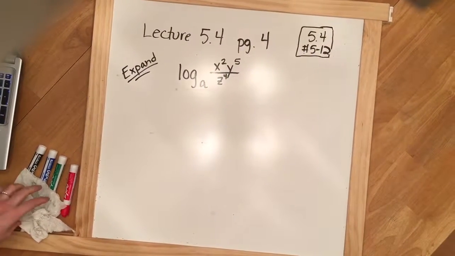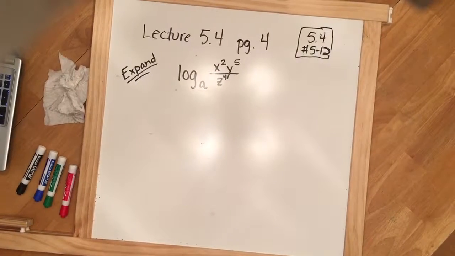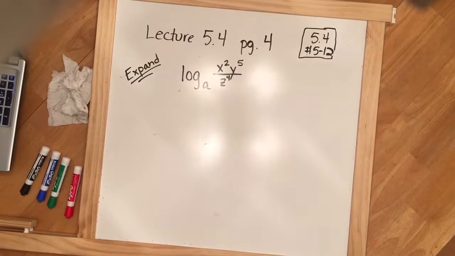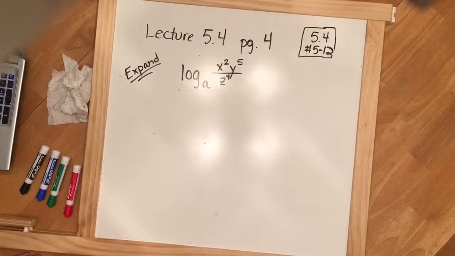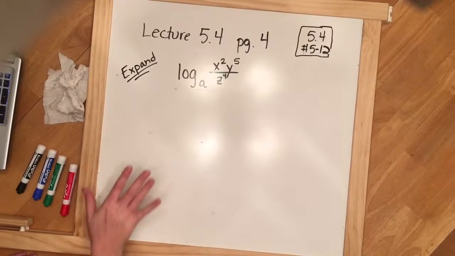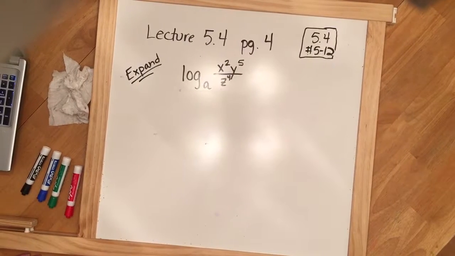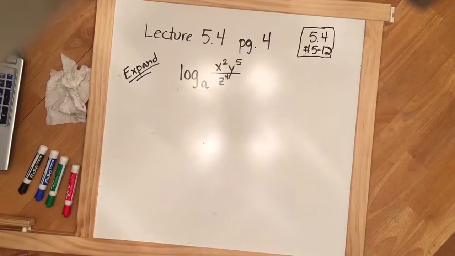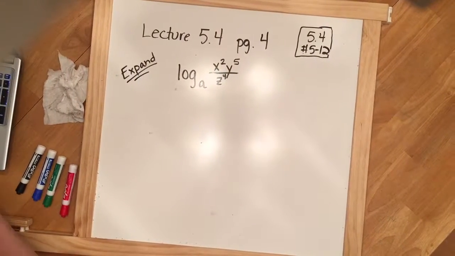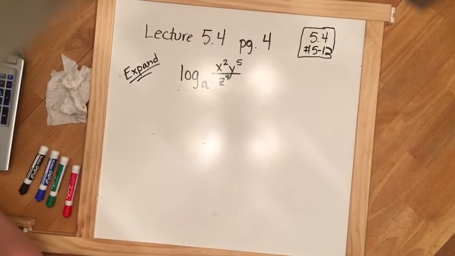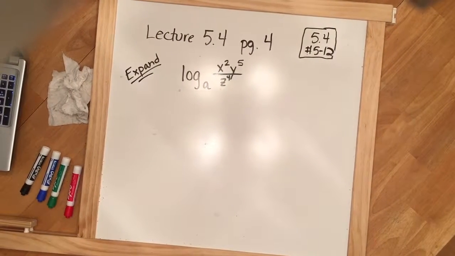Right, this example is from section 5.4, and we are extending our ideas of properties of logarithms. So this is the first example we're going to look at, where we are using multiple logarithms.